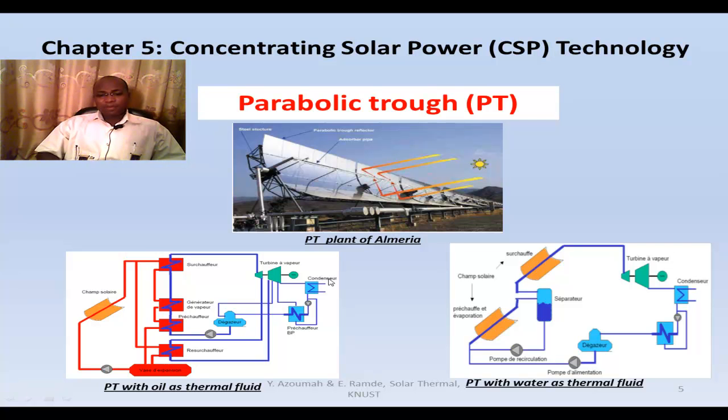One other type of parabolic trough is the one using water as both the thermal fluid and the working fluid. So you have the first solar collector, the parabolic trough here, that will heat the water. And this water will be separated here. We'll have the steam generated here that will be superheated, and that will go to the turbine, etc., like the same thing as what we have already seen. So basically, this is how a parabolic trough system works.